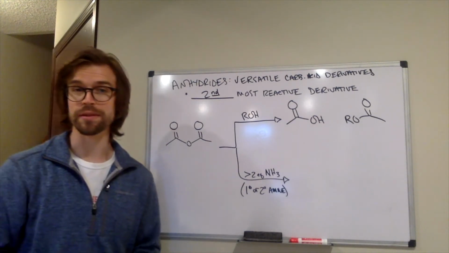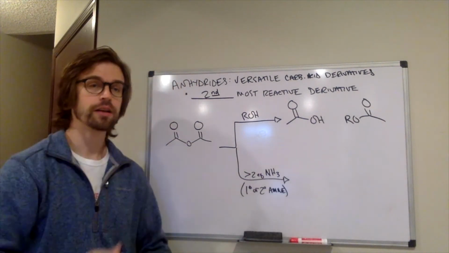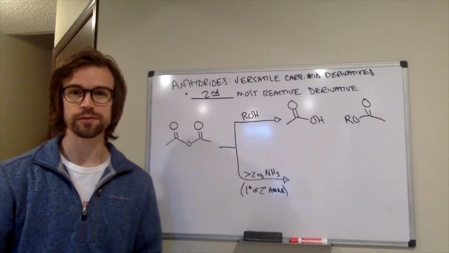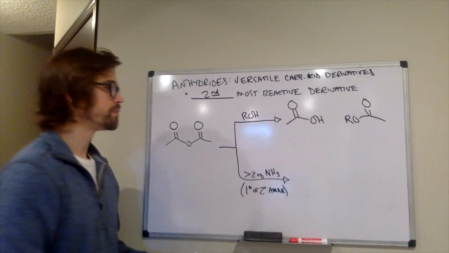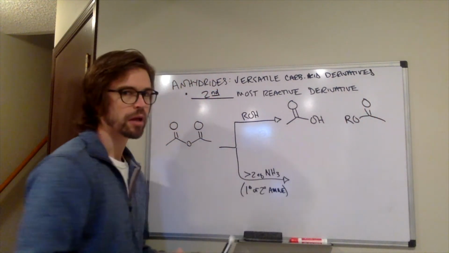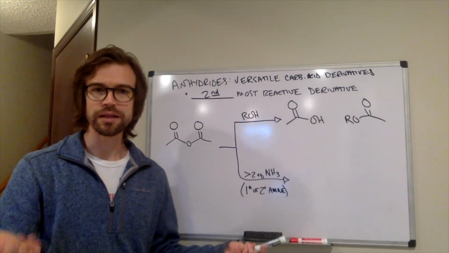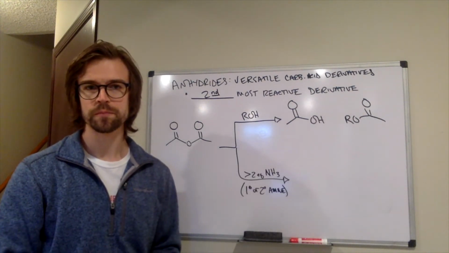So some of you might be thinking, well, now we have two separate products. Is that very useful? Are anhydrides that useful if we're making a mixture of products? Well, maybe we really only care about that ester product, and we still have a problem though, right? We have a mixture of things. But why would these be really easy to separate?